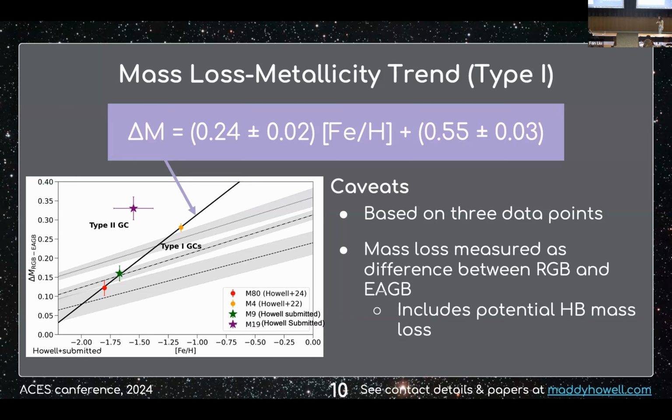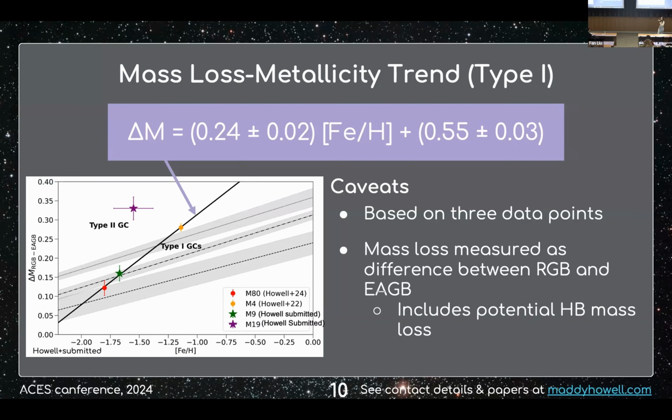Another thing you can notice is my trend in black has a gradient that's a lot steeper compared to the background trends. And my theory for that is that it's because we're measuring that RGB plus horizontal branch mass loss. I mentioned that horizontal branch mass loss is thought to be insignificant, and we found evidence of that for my most metal poor cluster, which is the red point, or M80. However, we actually found the opposite for my most metal rich cluster, M4, which is the yellow point.